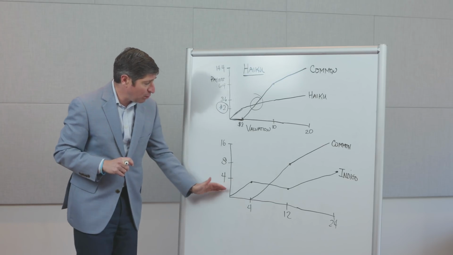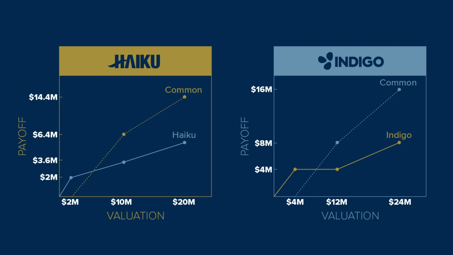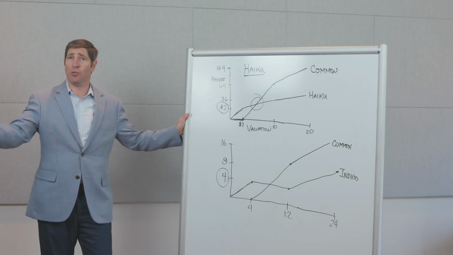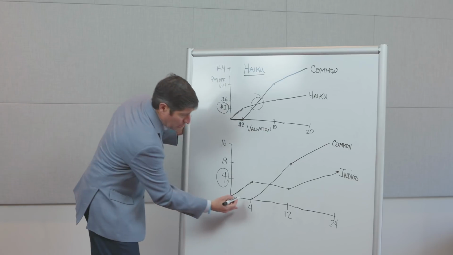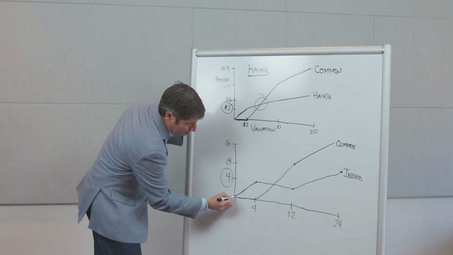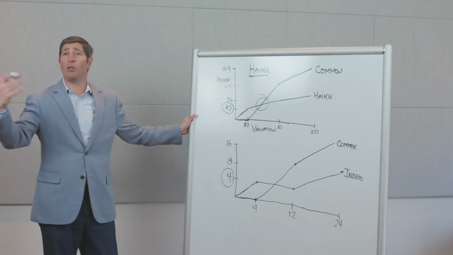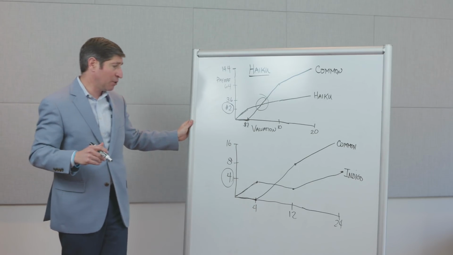Now, in contrast, if you look at the Indigo side, they have a 1x non-participating liquidation preference. Remember, their 1x was $4 million because they put $4 million into the company. So you have the same general graph here, which is that for the first $4 million, 100% goes to Indigo, okay? Again, you can see that for you as an entrepreneur and for your shareholders, you will get nothing until the company sells for a value greater than $4 million.